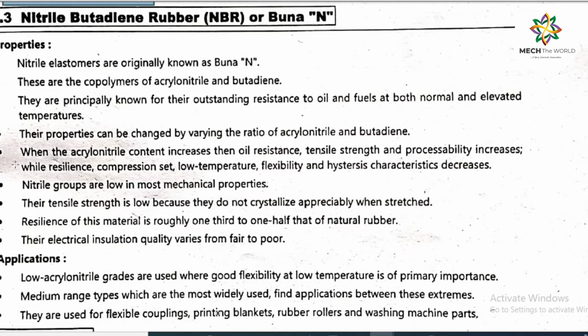When the acrylonitrile content increases, then oil resistance, tensile strength and processability increase, while resilience, compression set, low temperature flexibility and hysteresis characteristics decrease. Nitrile groups are low in most mechanical properties. Their tensile strength is low because they do not crystallize appreciably when stretched. Resistance of this material is roughly one third to one half that of natural rubber. Their electrical insulation quality varies from fair to poor.